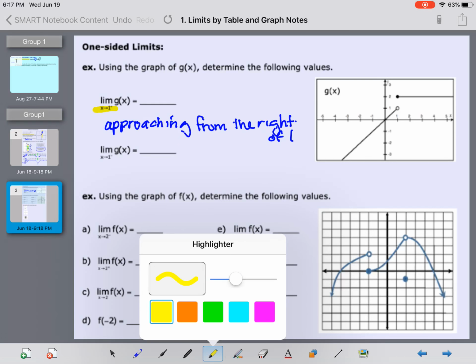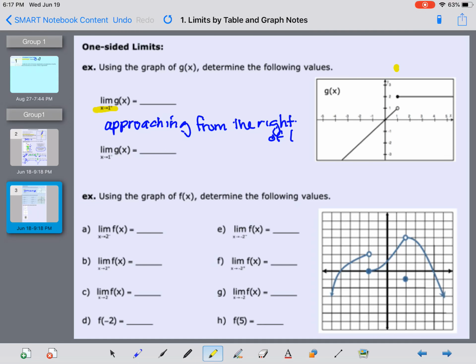So I tend to use highlighters, especially if we're not used to looking at limits. Kind of gives us a focus. So I'm going to put a vertical line at 1. In fact, the line x equals 1. And if we approach it from the right, that means we're approaching from this side. This side is the positive side, the right side. If we approach from the right alone, we would see that our y value is getting really, really close to 2. So we would say that this limit is equal to 2.